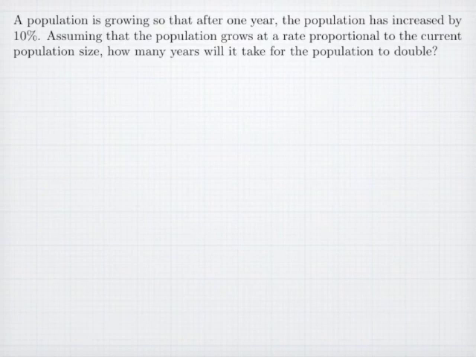For this example, a population is growing so that after 1 year, the population has increased by 10%. Assuming that the population grows at a rate proportional to the current population size, how many years will it take for the population to double?